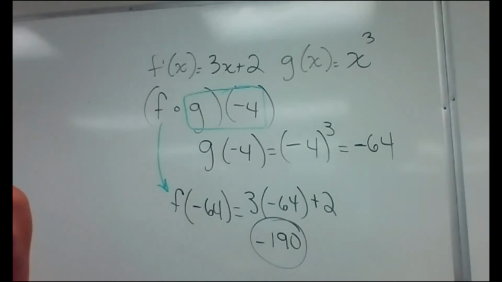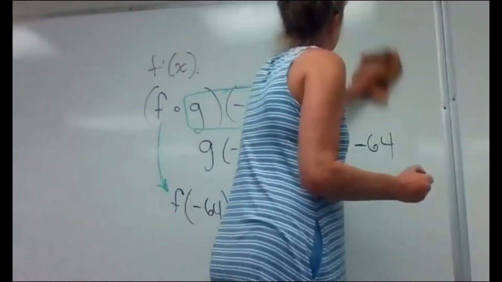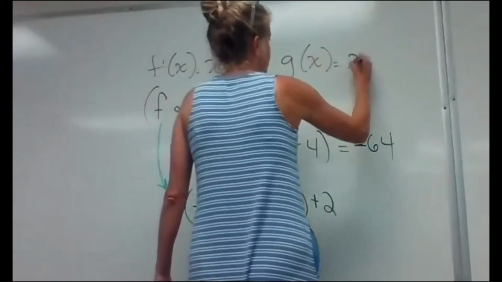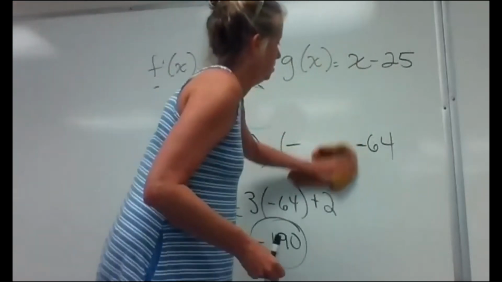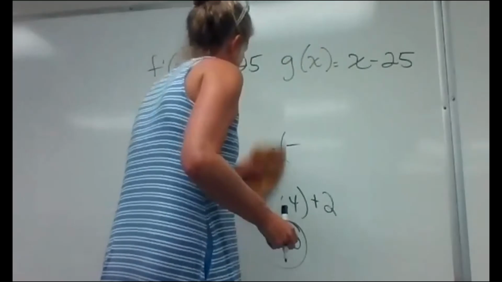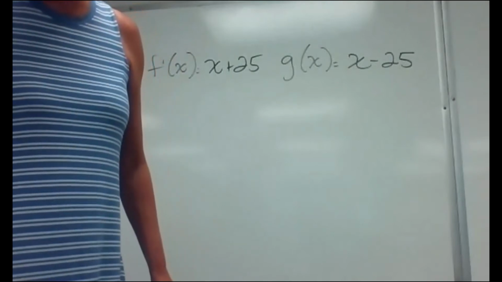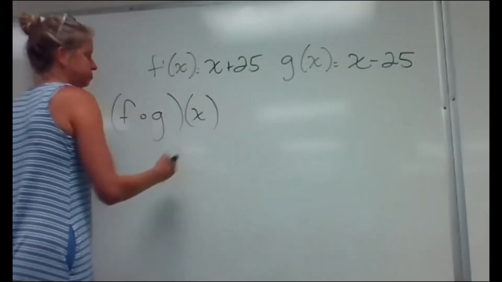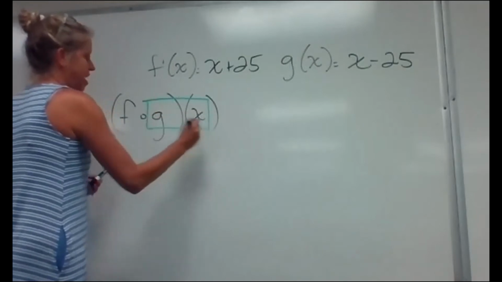All right, number 4. f of x is x plus 25. g of x is x minus 25. It's going to want us to do multiple things with this one. First of all, it's going to ask us to find f of g of x, so just like always, find that first.